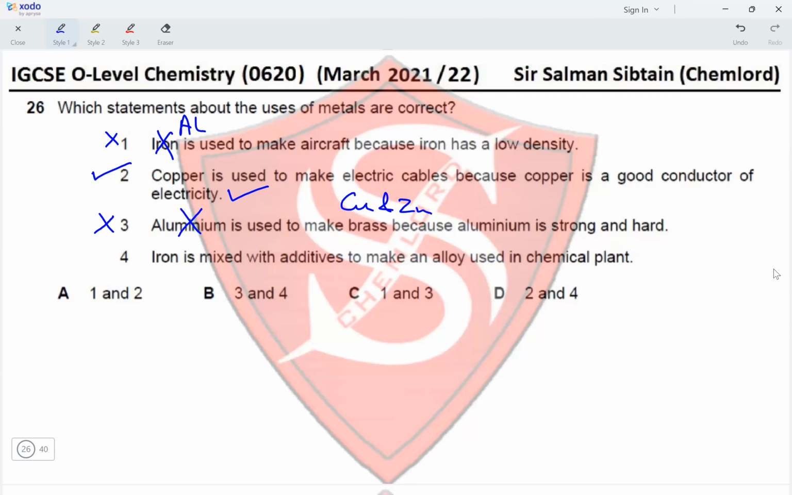Next, iron is mixed with additives to make an alloy used in chemical plant. Yes, this statement is correct. Iron is mixed with additives to make alloys used in chemical plant. So, since statements 2 and 4 are correct, option D is the correct option for this question.